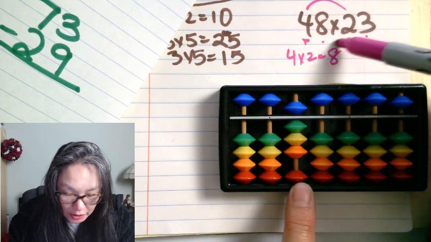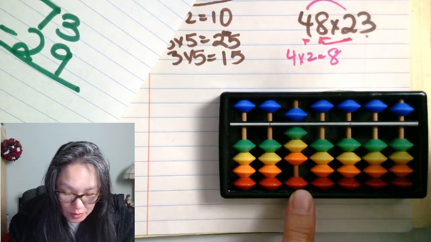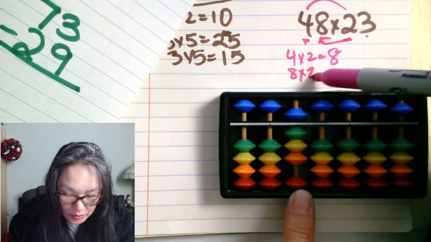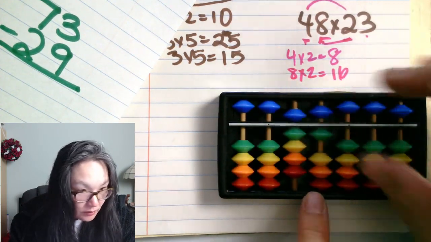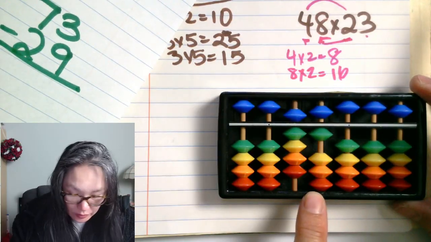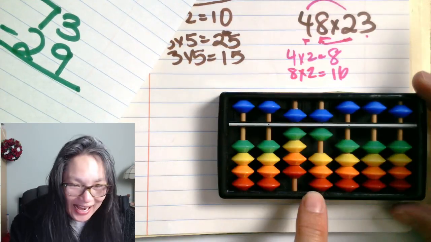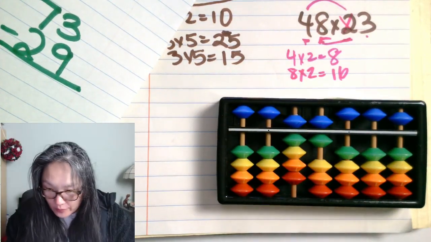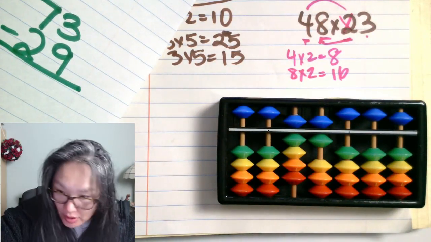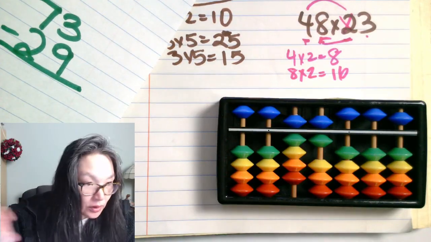Then the next thing we're going to do is 8 times 2. 8 times 2 is equal to 16. Add 1, add 6. Okay, so we're done with our 2. What are we going to do now? I'm going to change color.